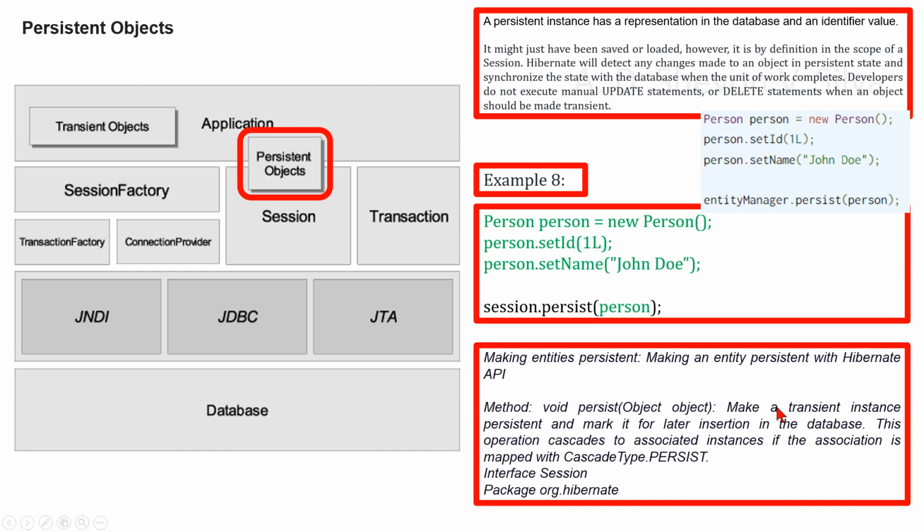Now we are considering making entities persistent. Here is making an entity persistent with the Hibernate API. The method void persist(Object) makes a transient instance persistent and marks it for later insertion in the database. This operation cascades to associated instances if the association is mapped with CascadeType.PERSIST. This is in the interface Session, in the package org.hibernate.